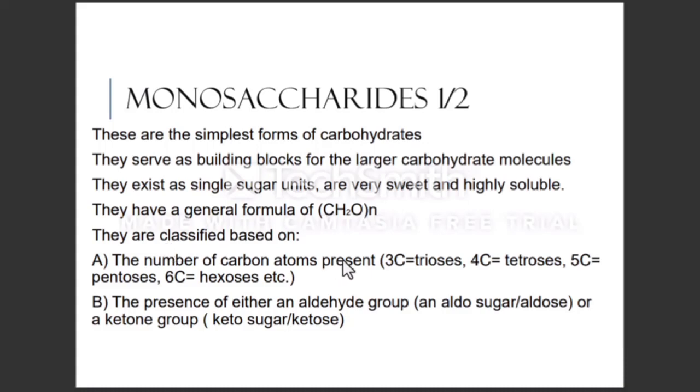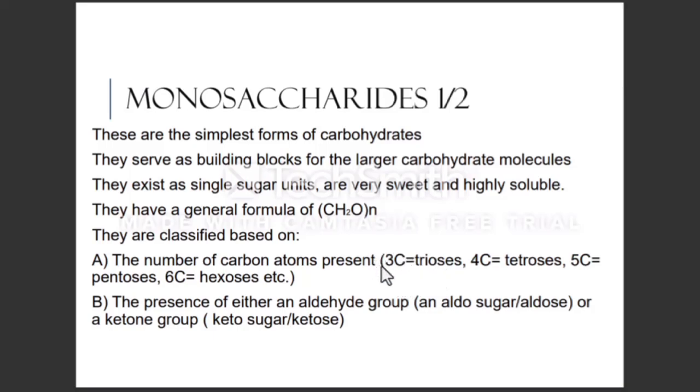So they have general formula CH2On, and they can be classified based on the number of carbon atoms that they present. So if they present 3 carbon atoms, we call them trioses. Oses, which has to do with carbohydrate. Okay, so -ose is another suffix to say that we are actually talking of a sugar. Just like glucose contains -ose, just like galactose contains -ose, just like sucrose contains -ose. So that -ose is just a suffix to indicate to us that we are talking of a carbohydrate.